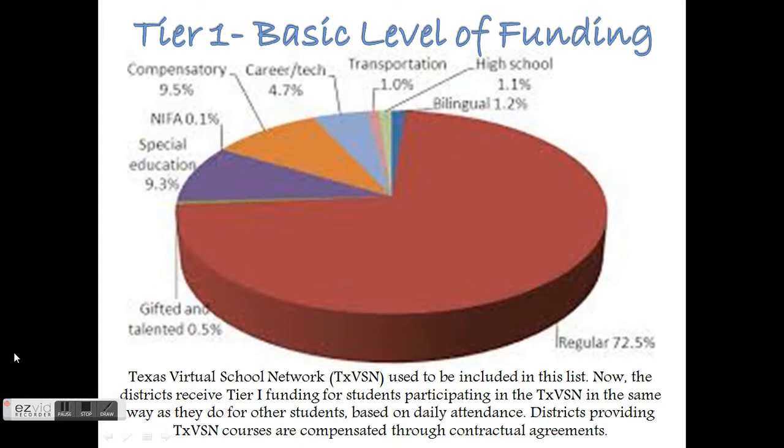One that you do not see on there, however, is the Texas Virtual School Network. This used to be included in this list, but now the districts receive Tier 1 funding for students participating in this program the same way as they do for other students, based on daily attendance. Districts that provide these courses are compensated through contractual agreements now.